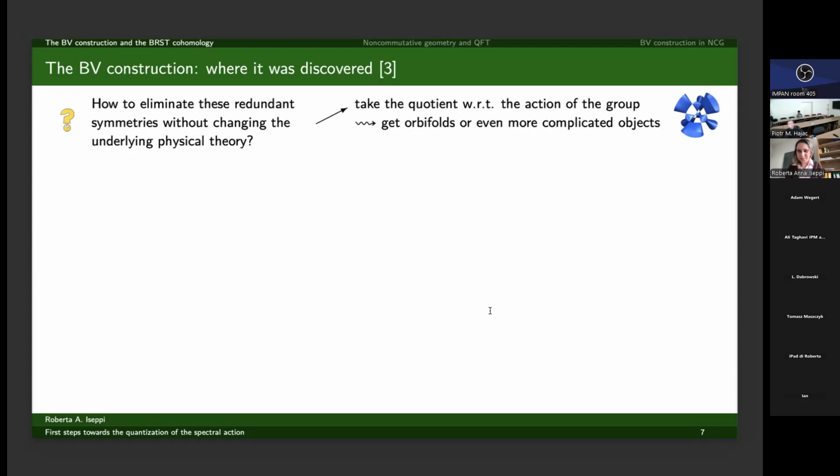So if we cannot get rid of this redundancy, why don't we just add more variables? And these variables are usually called ghost fields. And of course, intuitively, one might think, okay, why do I want to add more variables, to make my life more complicated? But here I'm just giving you an example of a trick that is often used. So if you want to compute the Gaussian integral on R, you just go to 2 dimensions and use polar coordinates and everything is nice and fine. And that's exactly the same spirit. We are going to add more variables.